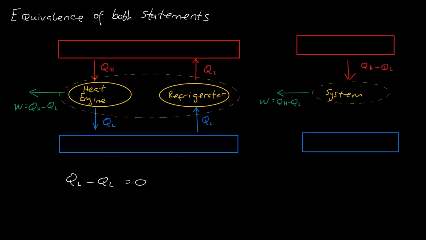So what we have is a system which absorbs a quantity of heat QH minus QL from the high temperature reservoir and produces an equal amount of work in violation of the Kelvin-Planck statement.